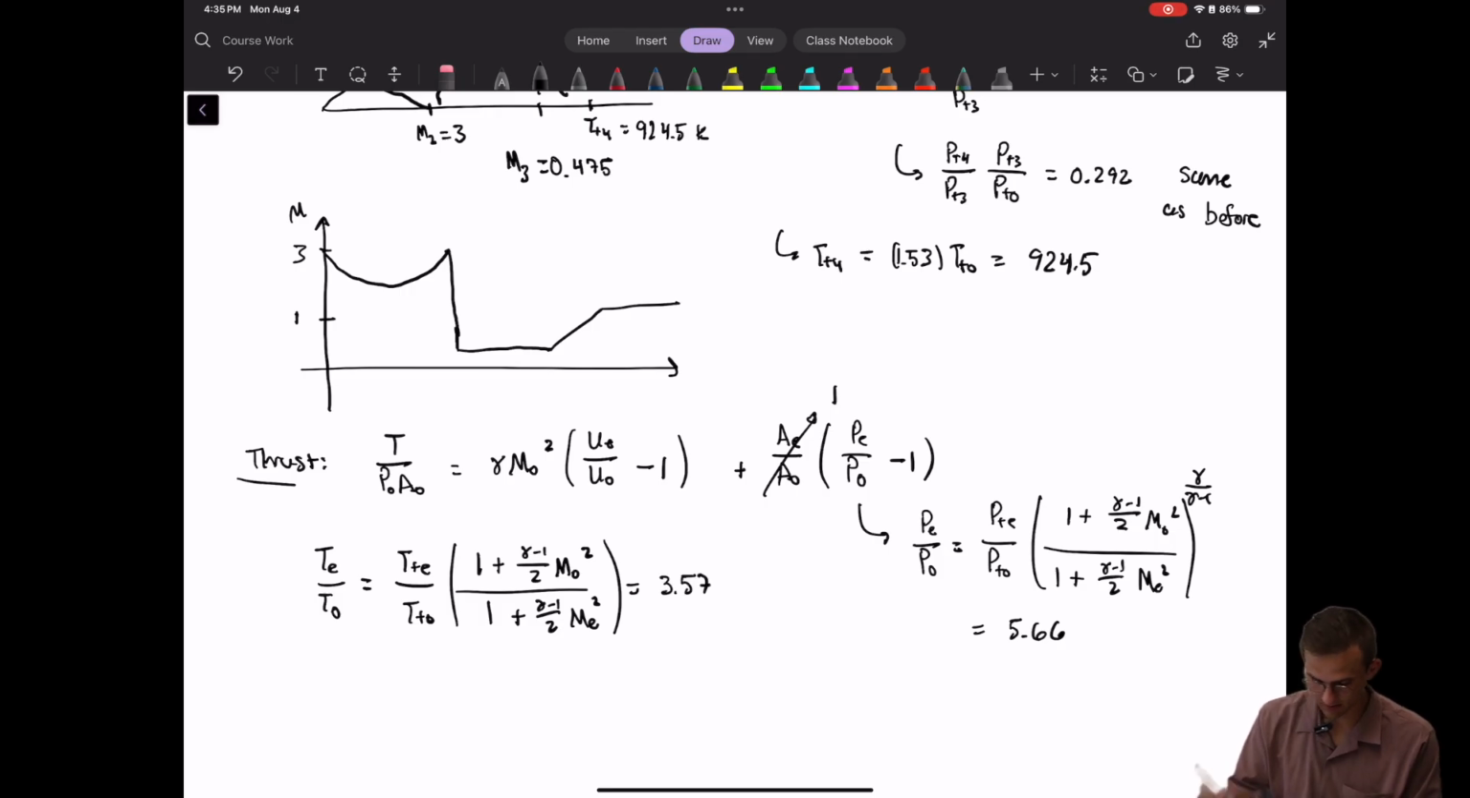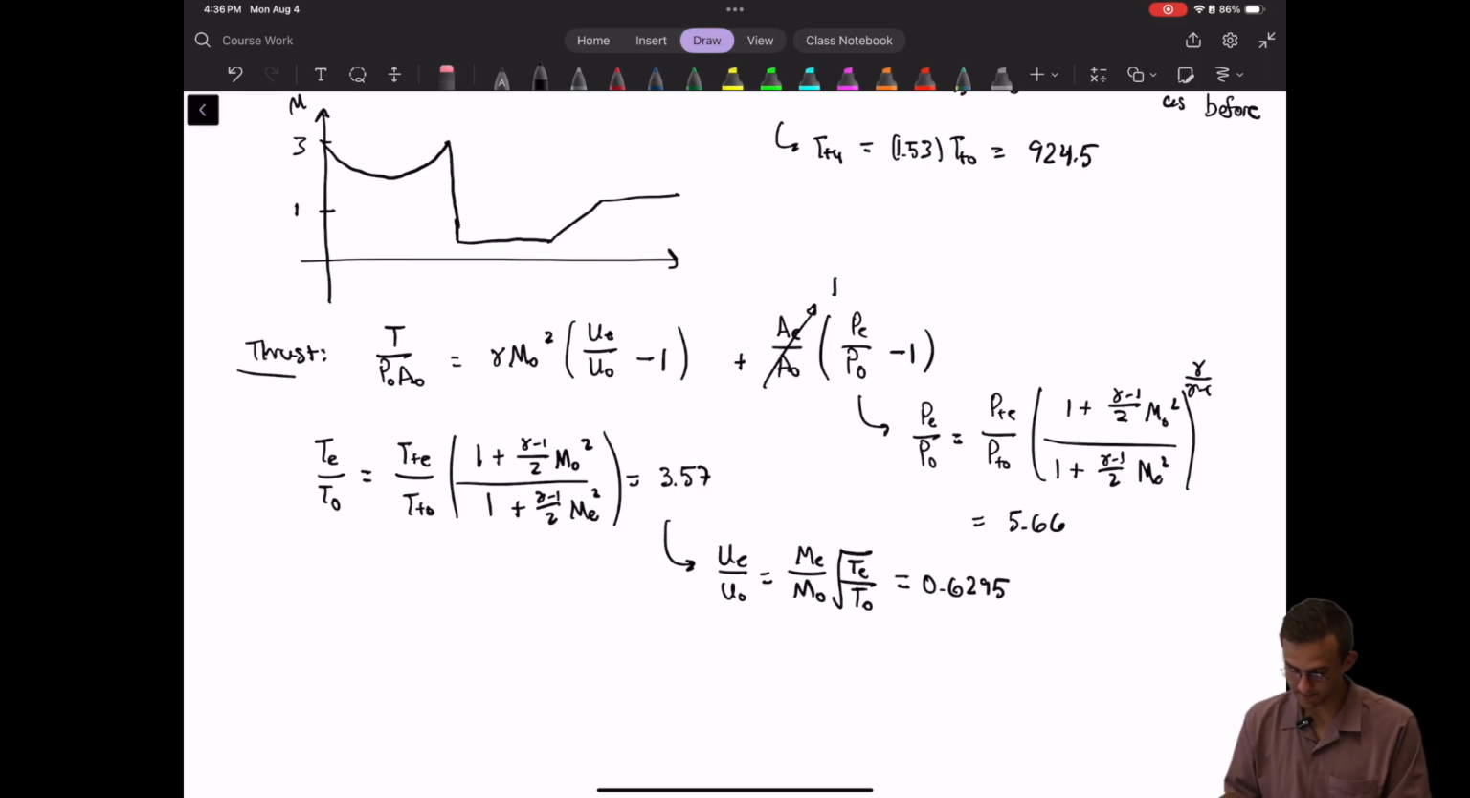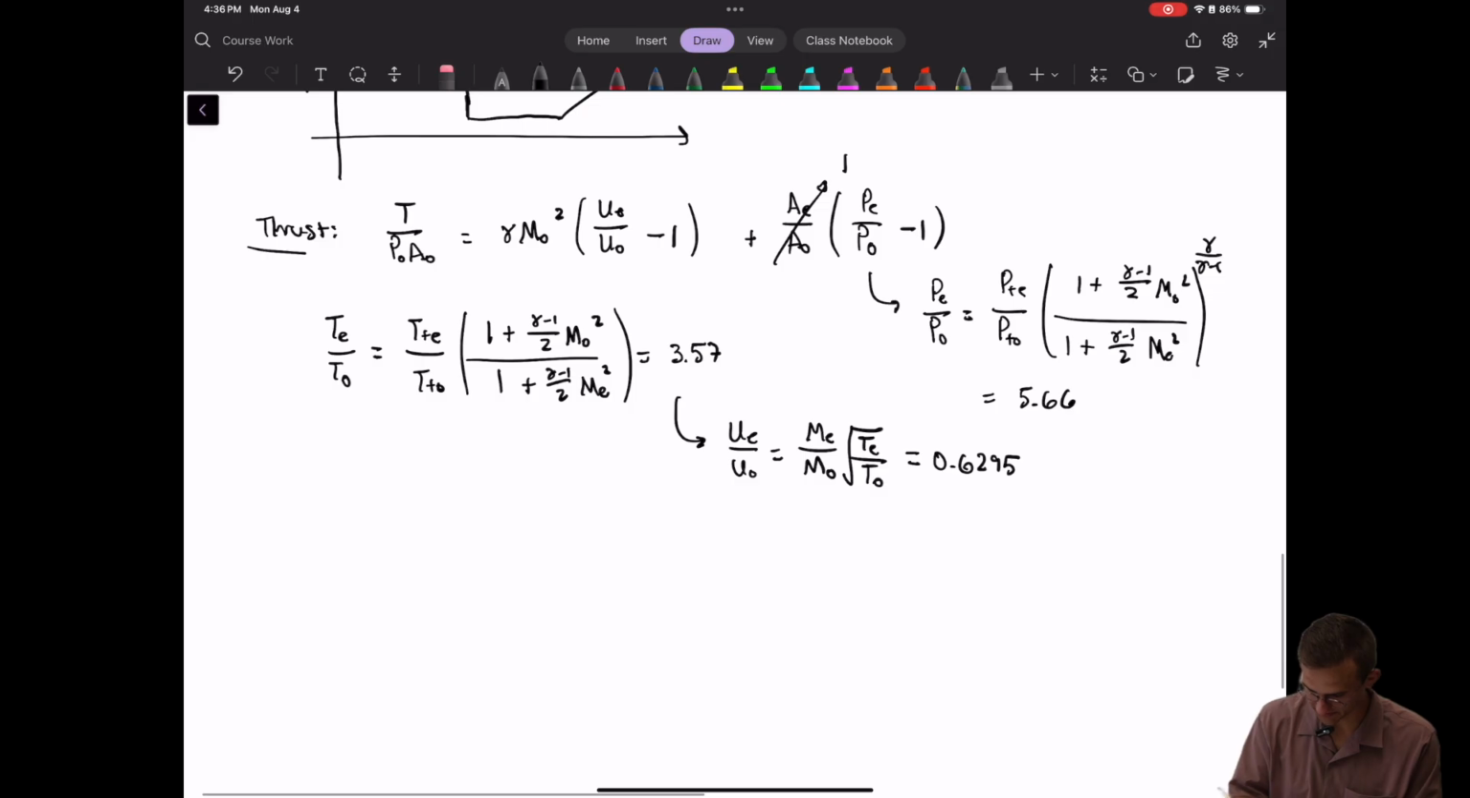And then if we use that, we can calculate the velocity ratio by using this relationship, which is just the definition of the Mach number. And we get 0.6295.